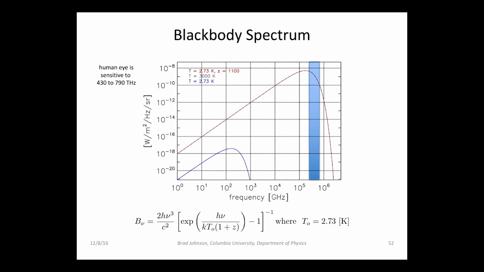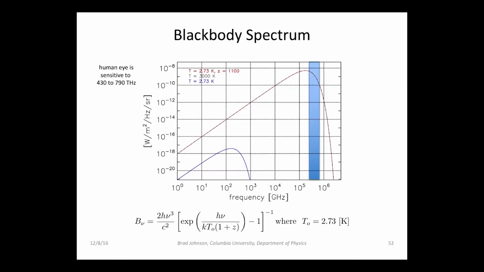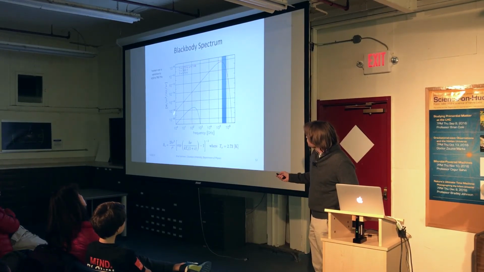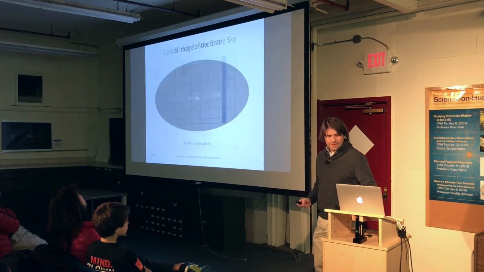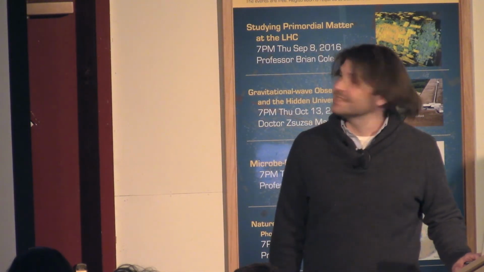Okay? So the important thing to note here is we may have a solution in part for Olber's paradox, because here's an optical image of the entire sky, and this is probably what you're accustomed to seeing, a lot of black, right, with dots, right? This is coming from the fact that your eye can see here, but the universe now is filled with photons, with light, at these frequencies, and so you don't see anything. It's black. But does that mean there's nothing there? No. There's a lot there. You just can't see it.